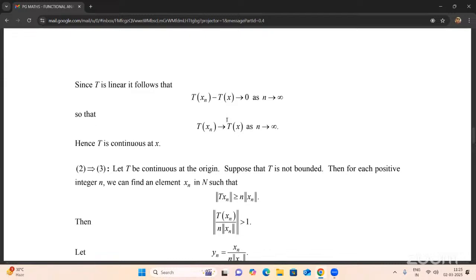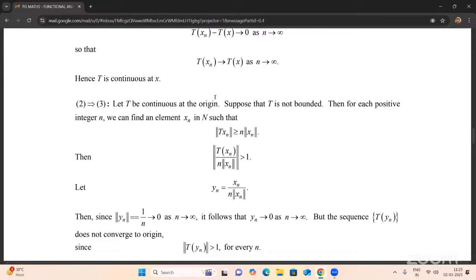We are taking the plus T of x on both sides. Finally, we are getting T of xn converges to T of x as n tends to infinity, and according to this, xn converges to x. So this is called T is continuous at x. So 1 if and only if 2, that must be satisfied here.